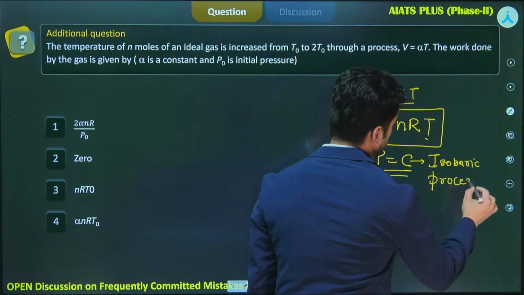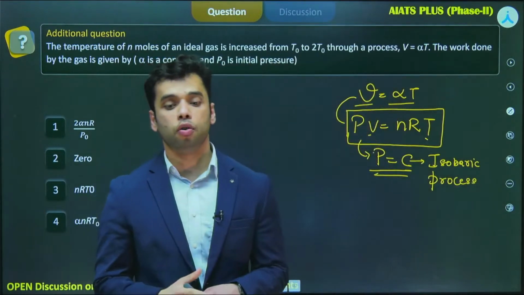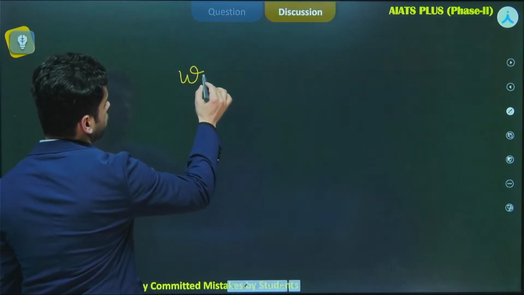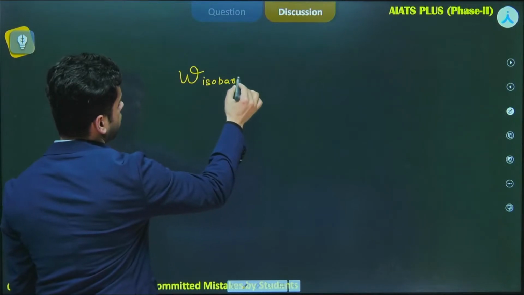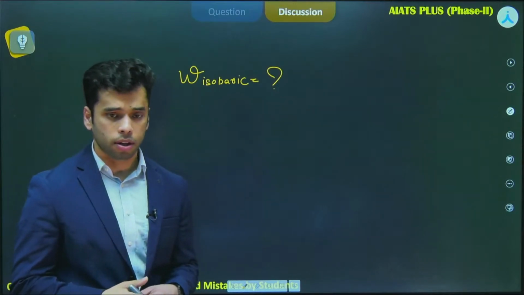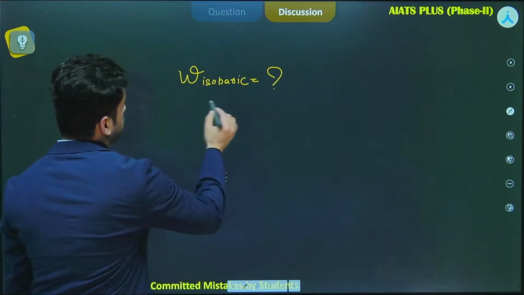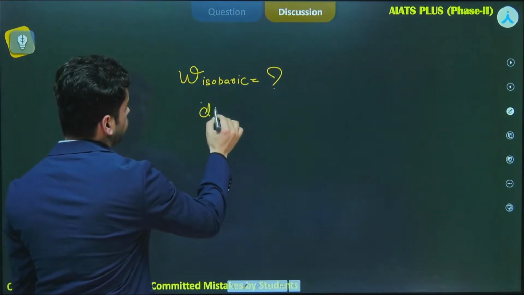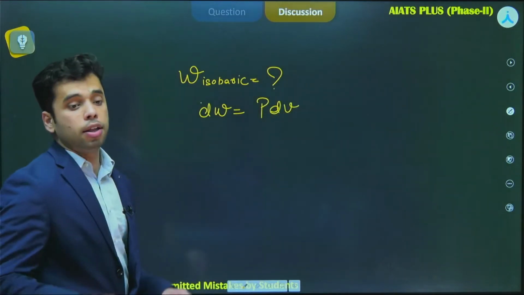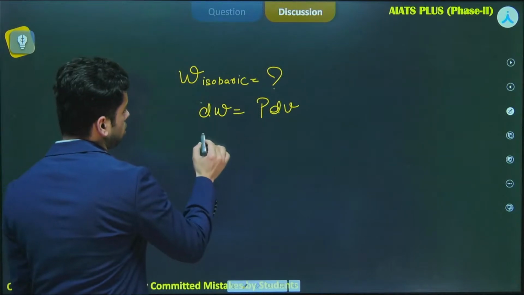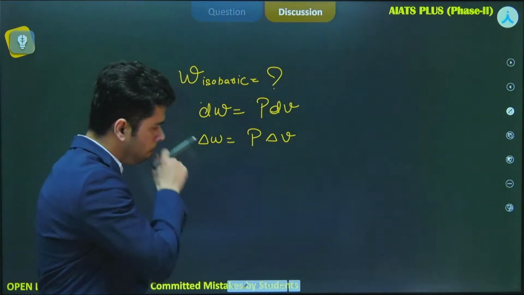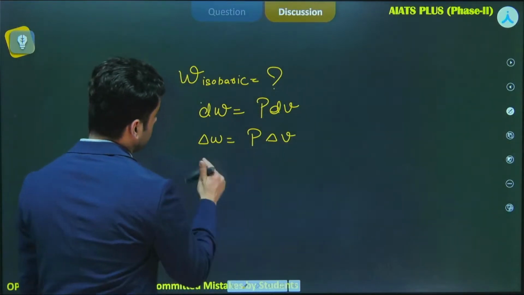Now, dear students, what is the work done? What is the formula for the work done in the isobaric process? So, dear students, work done for the isobaric process is what we are required to find, right? I can say that dW, or a very small work done, displacement work done, is defined as PdV. Now, if the pressure is going to remain constant, then if we integrate this, delta W becomes equal to P delta V.